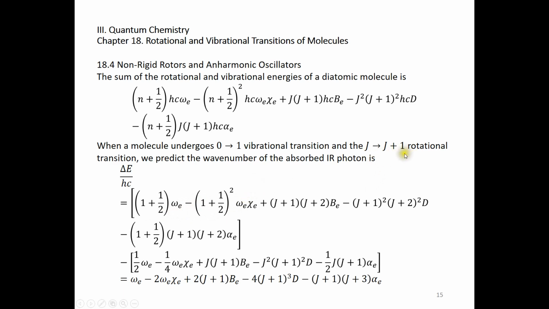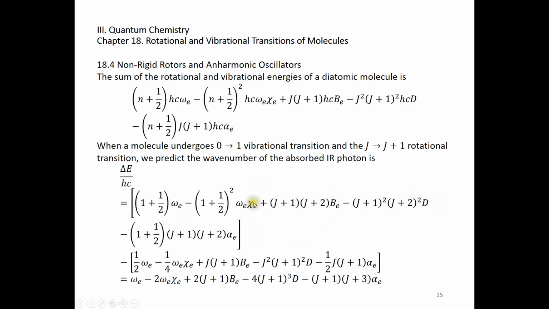Also, let's look at the rotational energy when J plus 1 is the rotational quantum number. Over here, we have J plus 1 times J plus 2 BE minus the non-rigid correction. And right here, we have the coupling between vibration and rotation. For vibration, the quantum number is 1, so we have 1 plus 1/2 here. And for the rotation, the quantum number is J plus 1, so we have J plus 1 times J plus 2 over here. And again, omega E, BE, D, and alpha E, those are wave numbers.